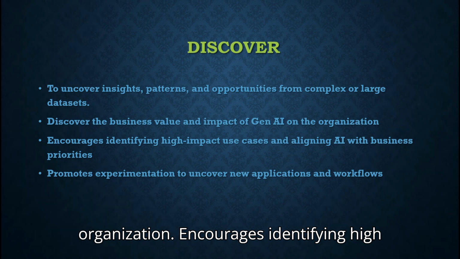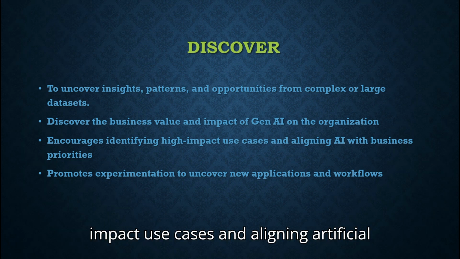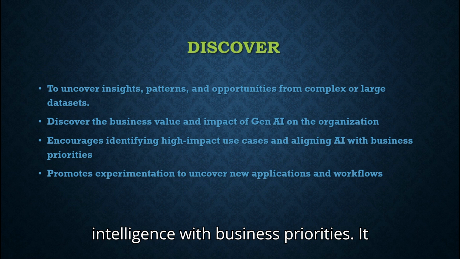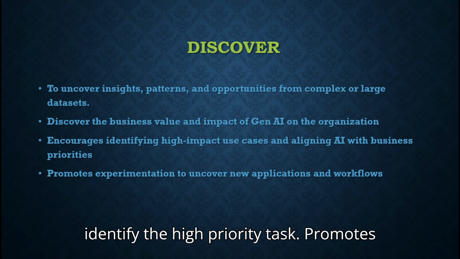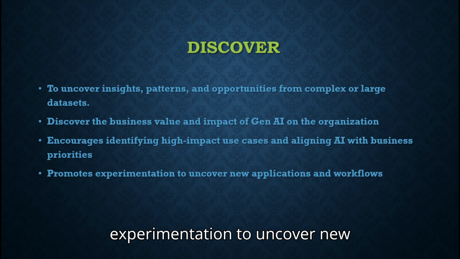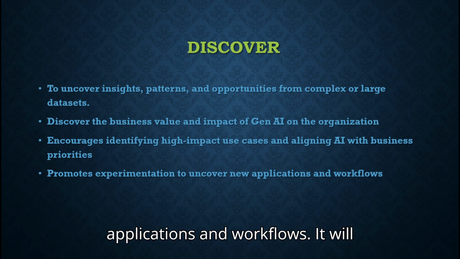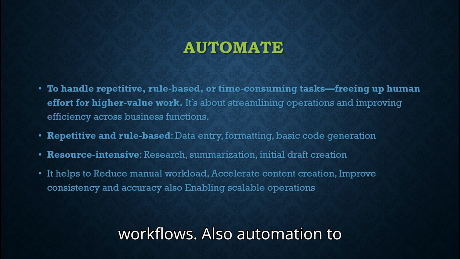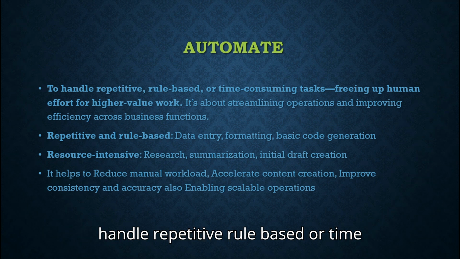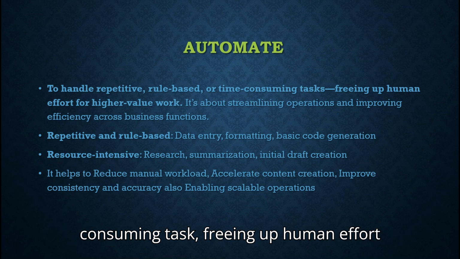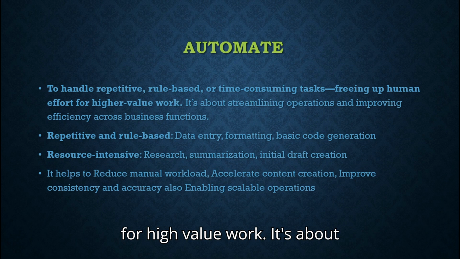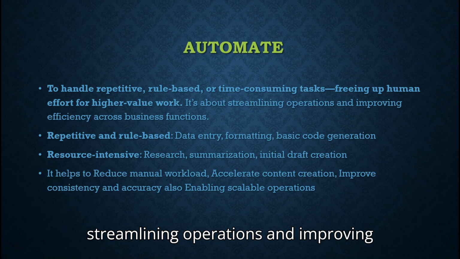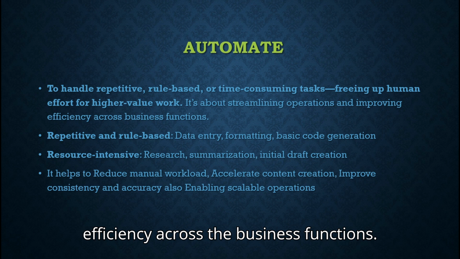It encourages identifying high-impact use cases and aligning artificial intelligence with business priorities. It will identify the high priority tasks. It promotes experimentation to uncover new applications and workflows. Automation: to handle repetitive, rule-based or time-consuming tasks, freeing up human effort for high-value work. It's about streamlining operations and improving efficiency across business functions.